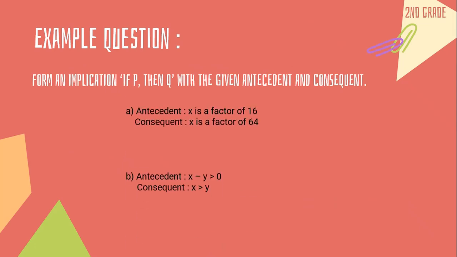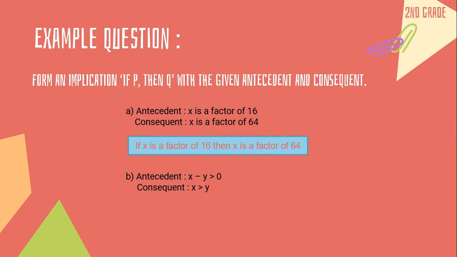So the example question, we have two questions. Form an implication if P then Q with the given antecedent and consequent. So the antecedent is X is a factor of 16, which is P, then the consequent, which is Q, is X is a factor of 64. So the implication is if X is a factor of 16, then X is a factor of 64.